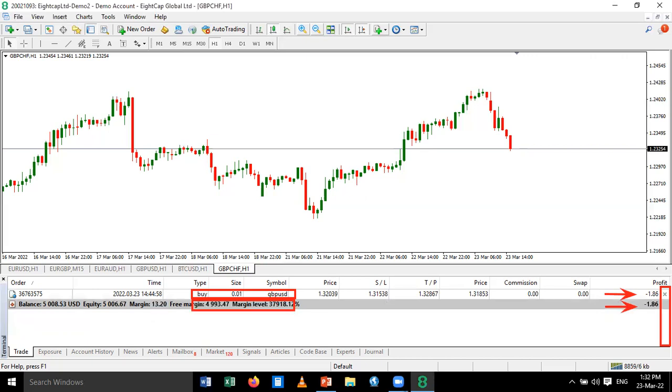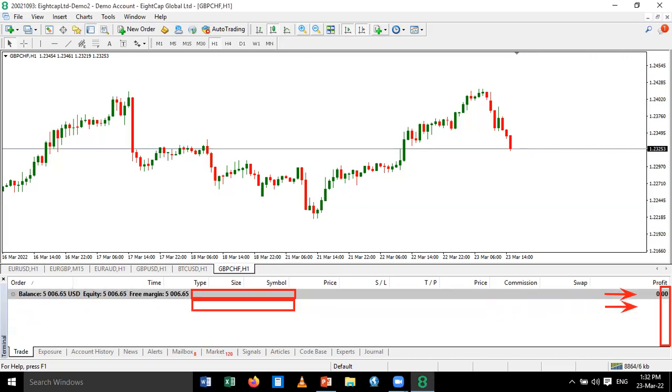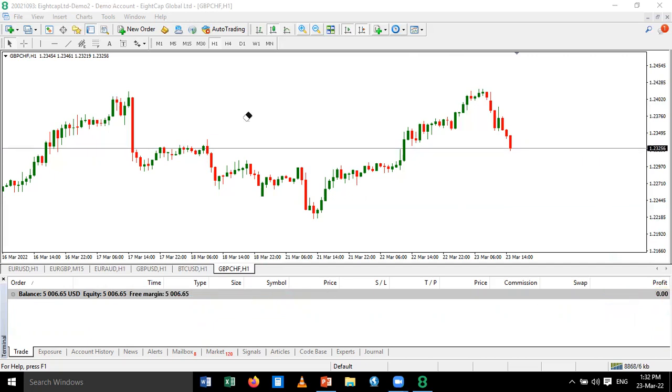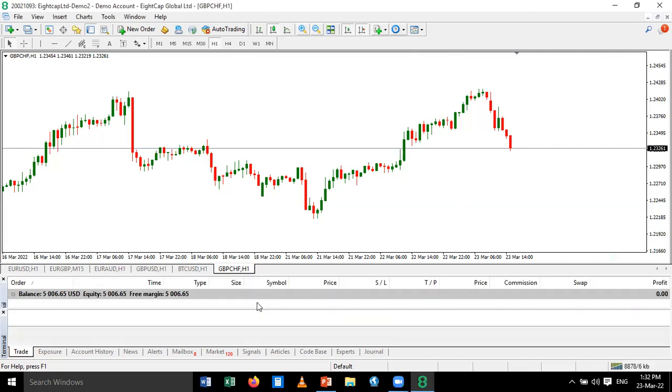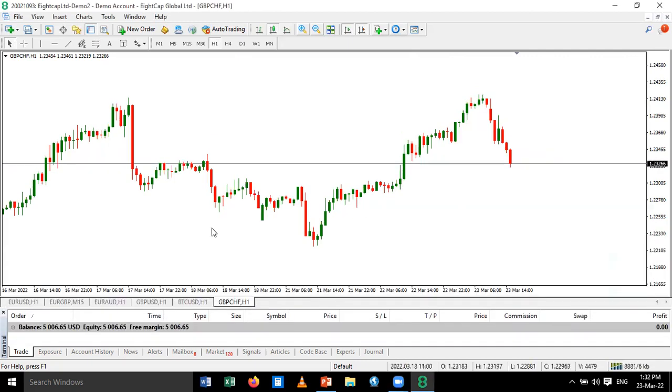I close the first one, it's closed. I close the second one, it's closed. So I've incurred those losses. I've closed all the open trades I have. I have no trades open. I'm done trading for the day. So this is how you do your order execution.